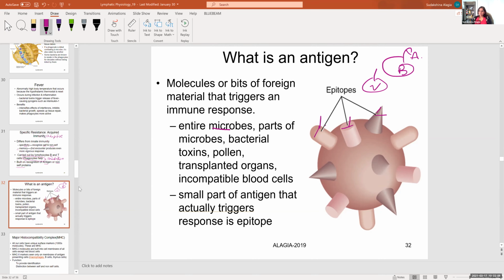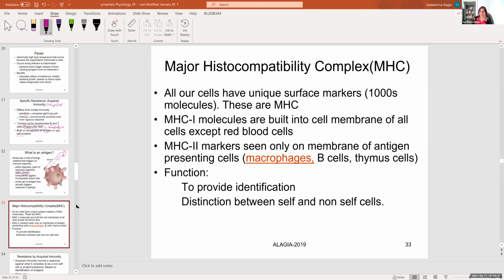It's slightly different for parasites, but yeah, that is there too. So it could be a microbe, parts of a microbe, or a bacterial toxin, meaning it doesn't even have to be a surface protein, it could be a synthesized protein. And for hypersensitive individuals, it could be pollen, or transplanted organs, which have a different surface protein, etc. I just have the epitope there. Don't worry about memorizing what it is.